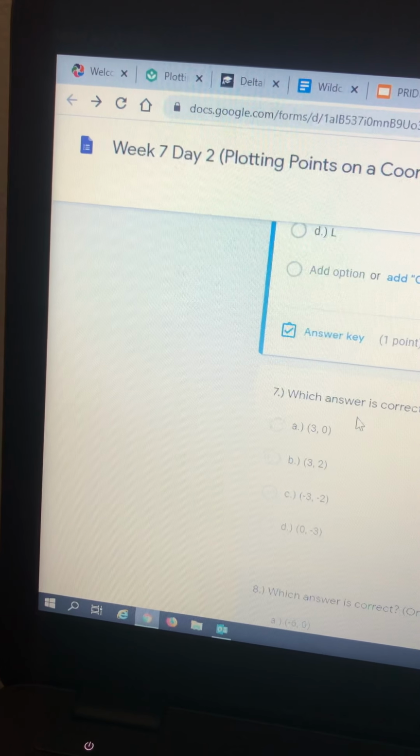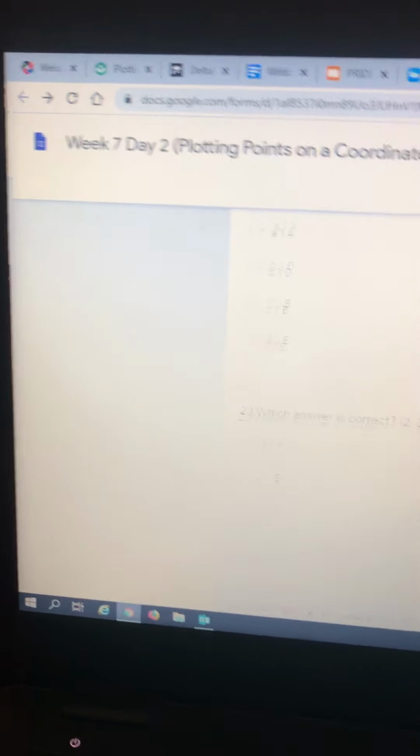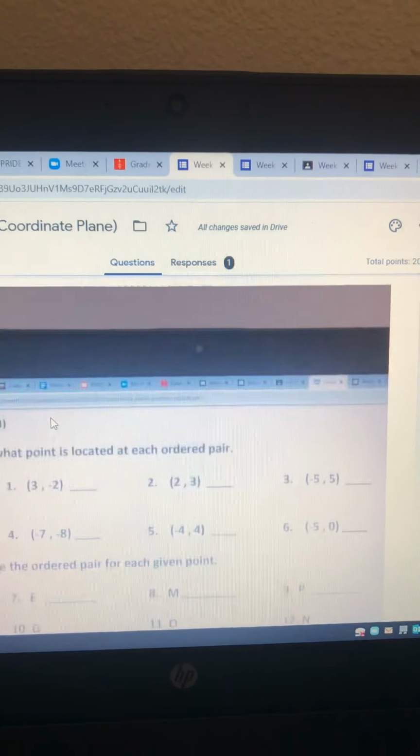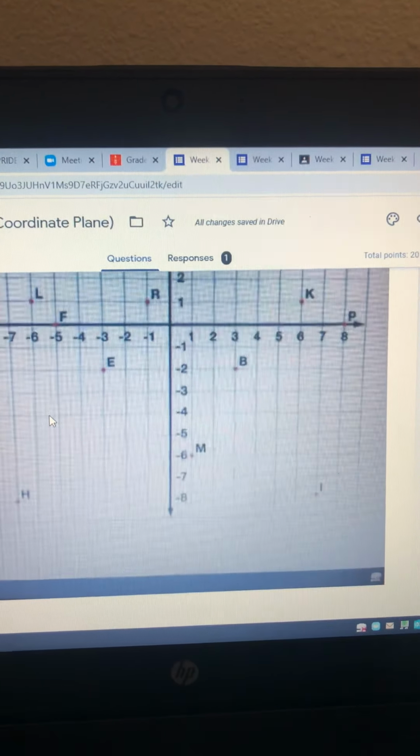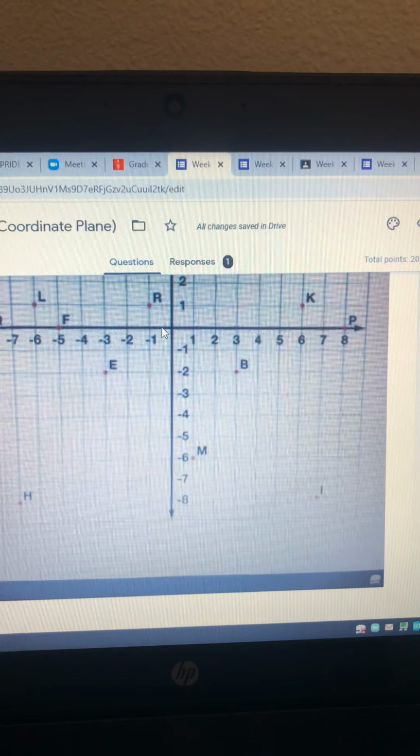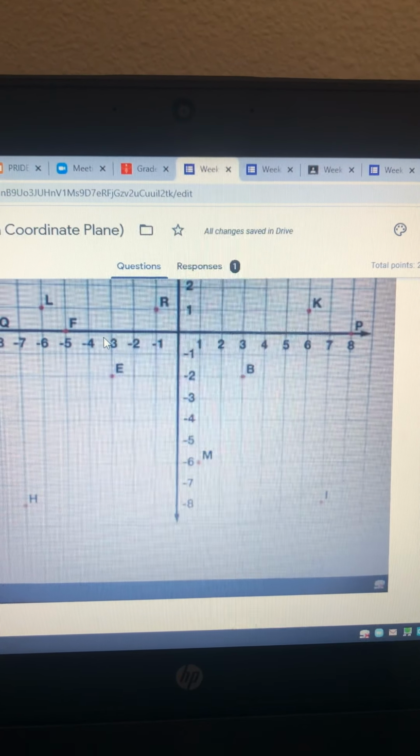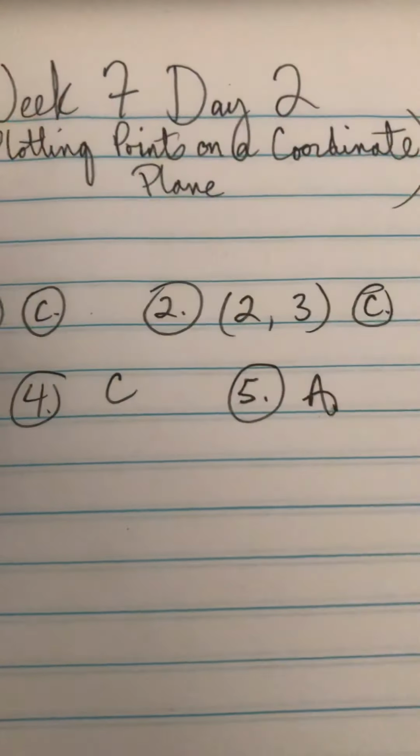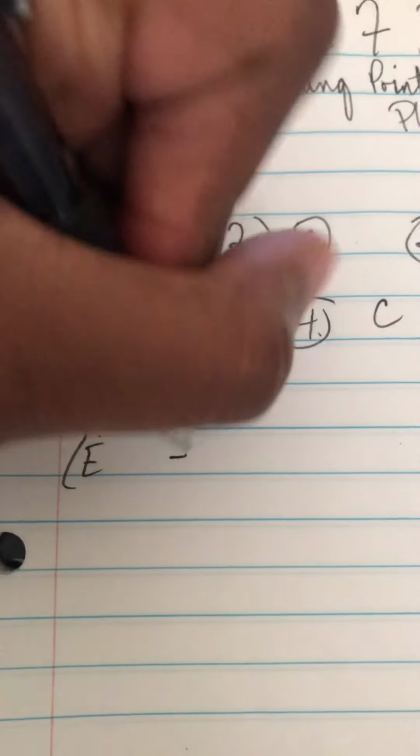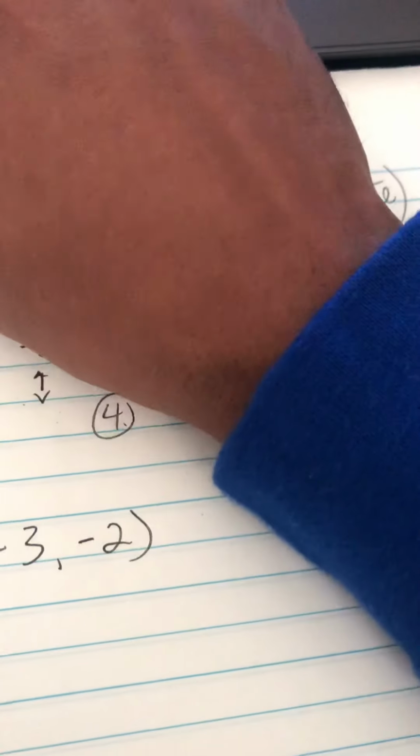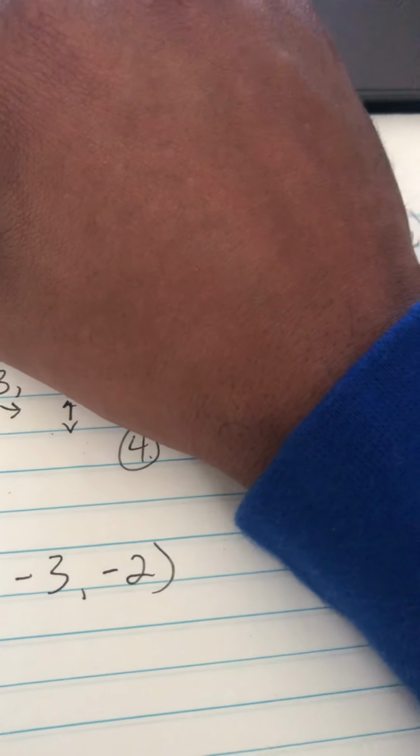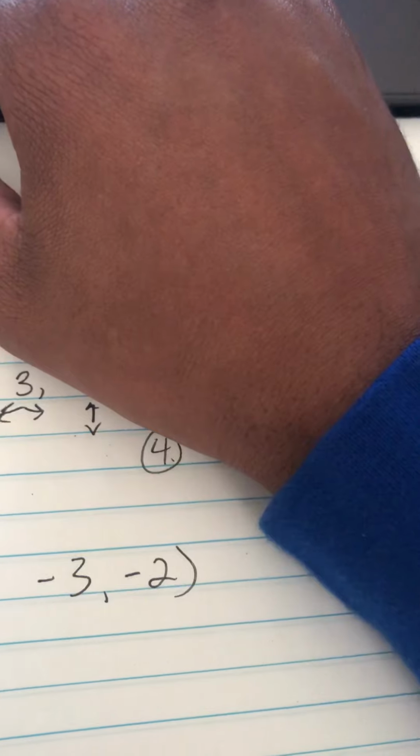All right, which is the ordered pair for E? So we got to go back up to this, right? The ordered pair for E is going to be over to the left, 1, 2, 3, and then down 2. So E is -3, -2. All right, -3, -2. And that is C.